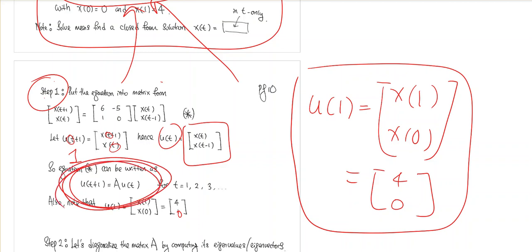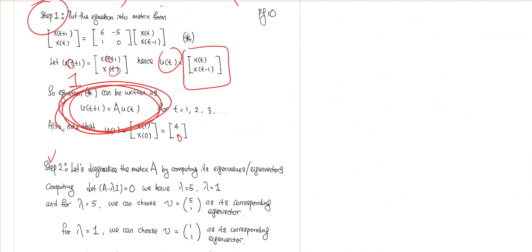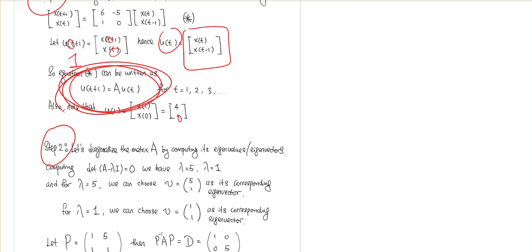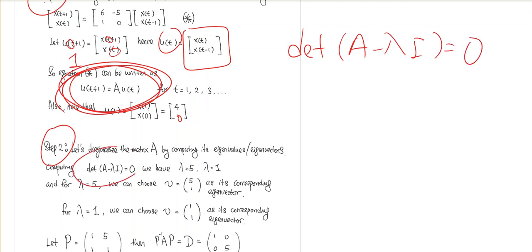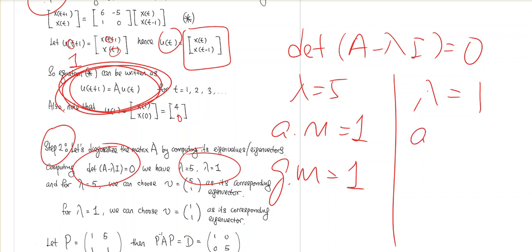Once you have this matrix A, the next step in the diagonalization method is to try to diagonalize A. To diagonalize A, we have to have enough eigenvectors. So first you find the eigenvalues by computing the characteristic polynomial. In this case, you get lambda equals 5 and lambda equals 1, with algebraic multiplicity 1, so you know the geometric multiplicity will be 1. So this is diagonalizable.